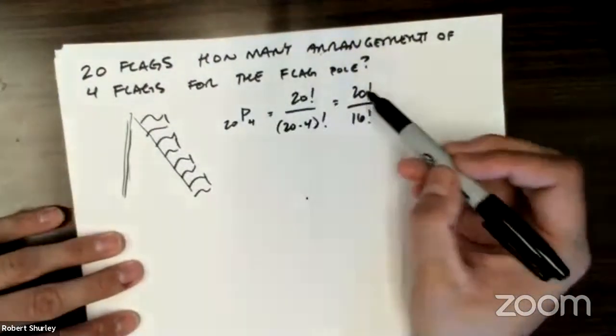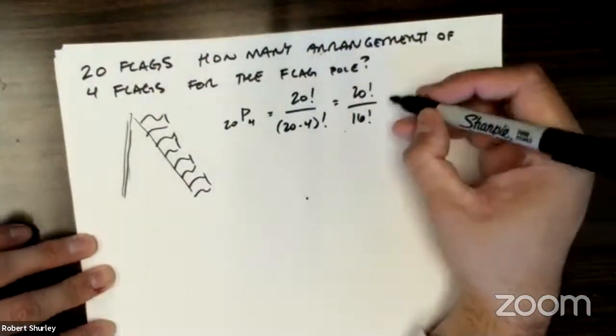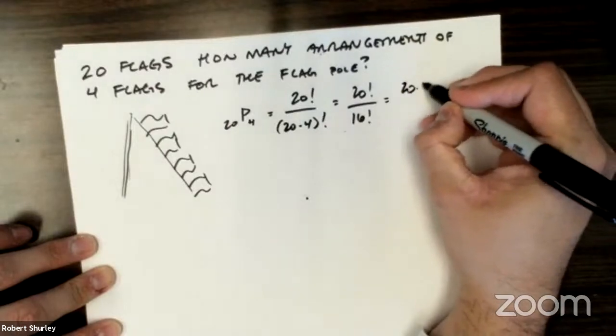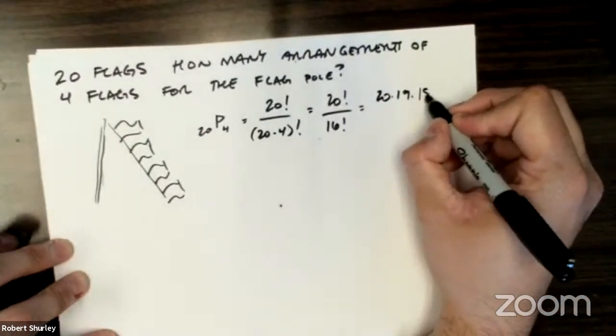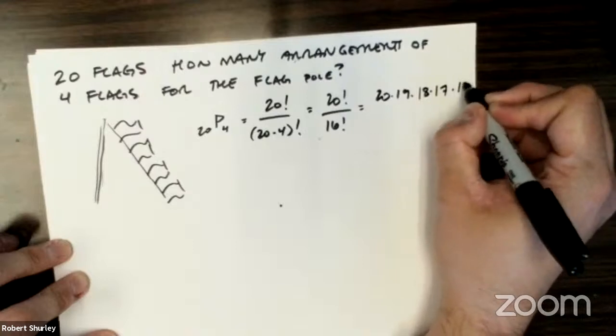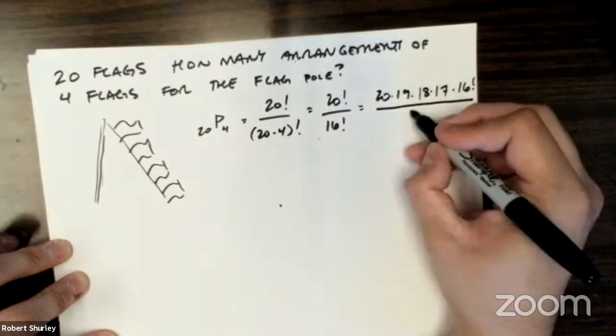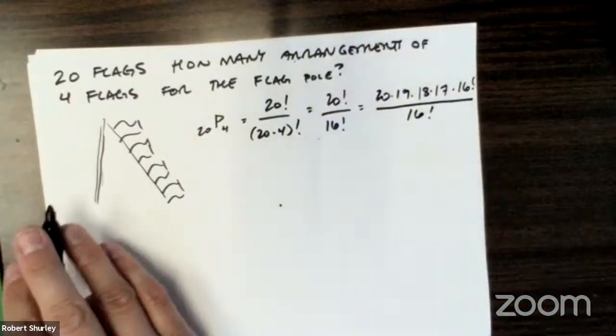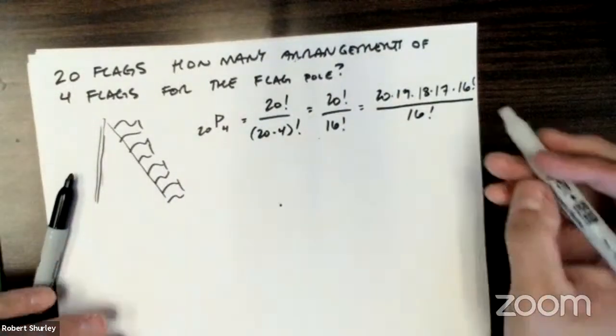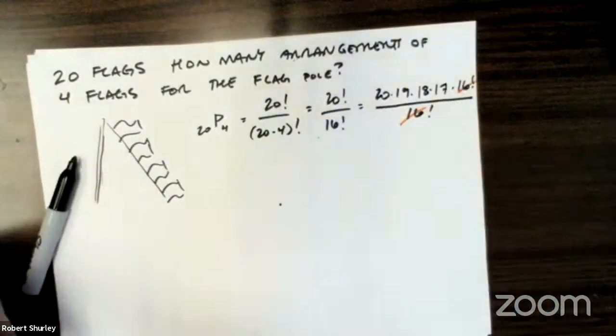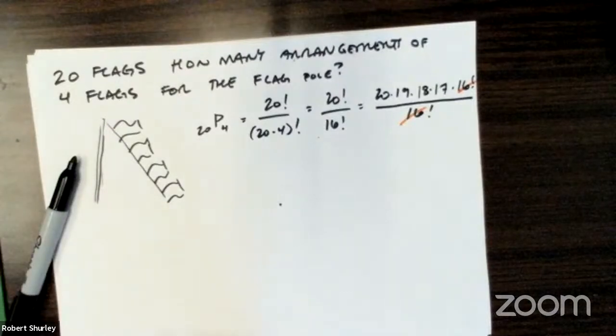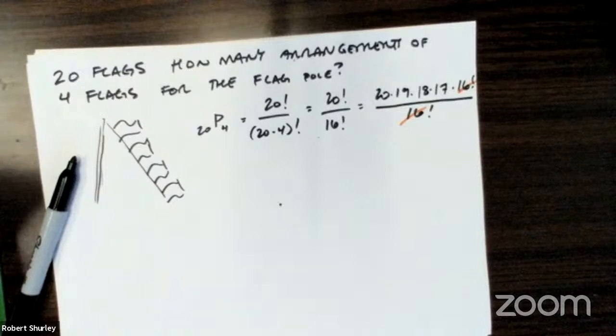And again, we don't have to multiply 20 all the way down. We just have to get to 16 here. So 20 times 19 times 18 times 17 times 16 factorial over 16 factorial. The 16 factorial cancels, and we just have to multiply 20 times 19 times 18 times 17. So let's see how many different arrangements we have here.